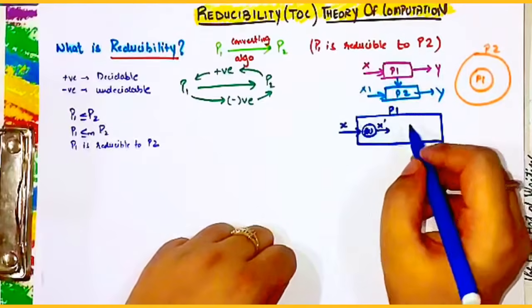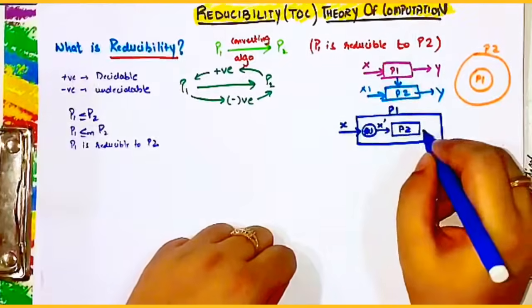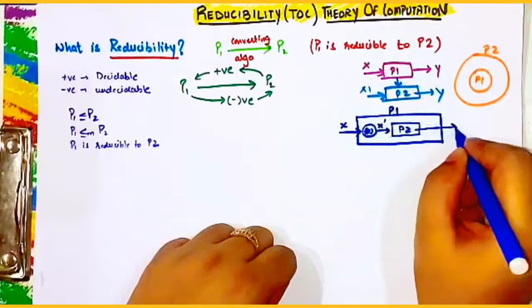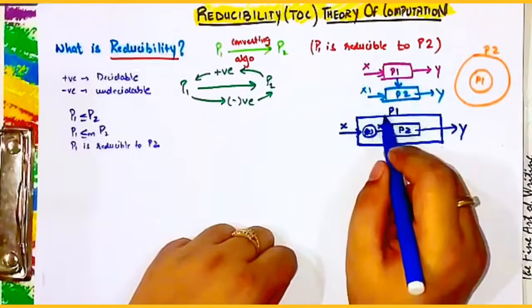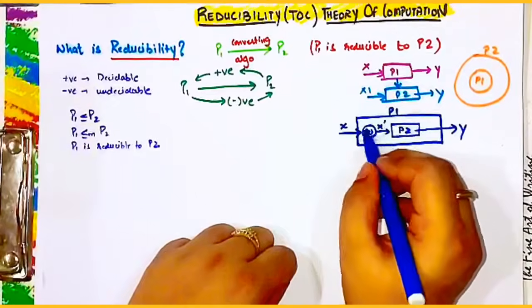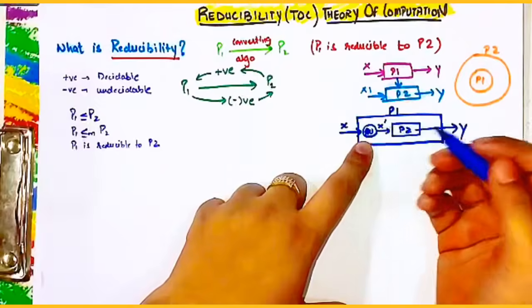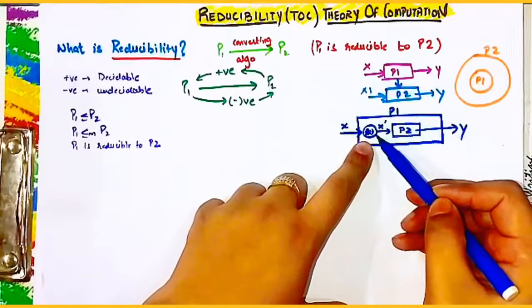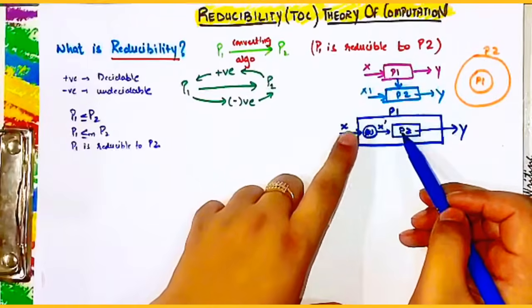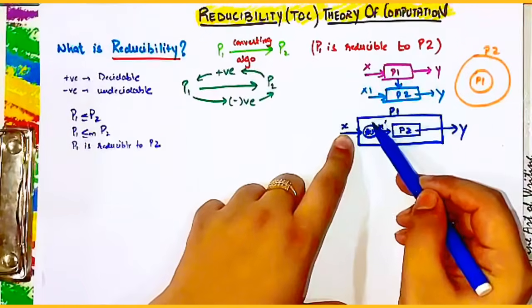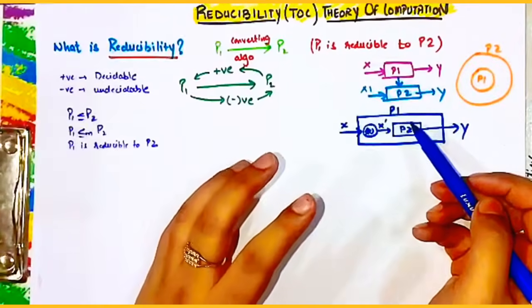Then this X dash will be passed to P2 problem, and this P2 will then produce the same output Y which was produced by P1 when X was passed to P1. Hence this functionality which is created in between, which is the converting algorithm, is making this possible: we are able to get the same output from the P2 problem when the same input which was passed to P1 is modified and passed to P2. So this is the only thing which you have to understand about reducibility.